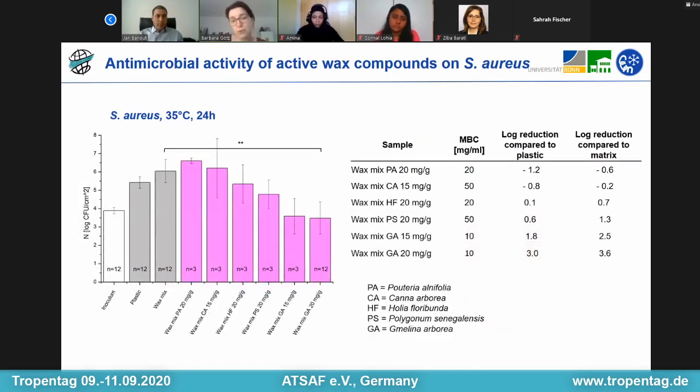We also checked more of the plant extracts we had a look at, and here you can see we have the highest antimicrobial activity, with 2.5 and 3.6 compared to our matrix, for Gmelina arborea extract.